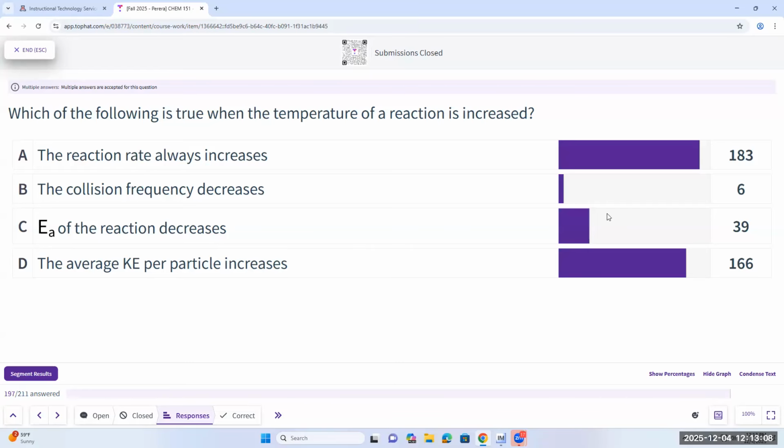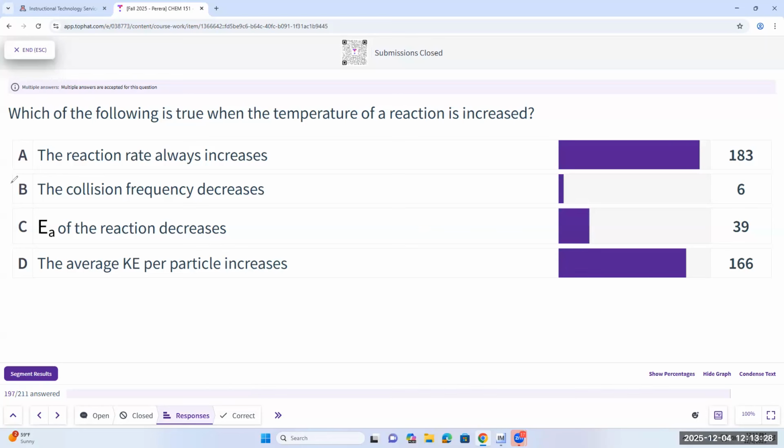The activation energy of the reaction decreases. This is not true. The 39 of you who selected this, please know there's only one way to decrease the activation energy. What is that? Adding a catalyst. That is the only way. Therefore, option C is incorrect. So B and C are incorrect.